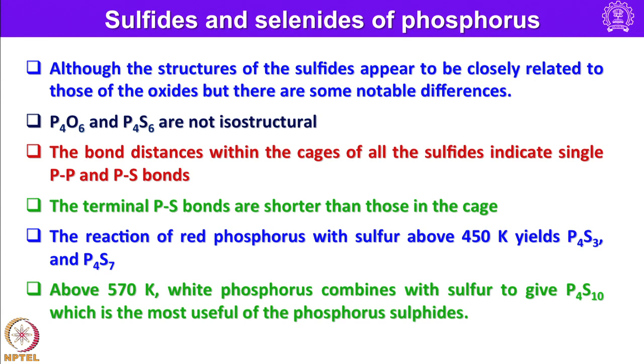The reaction of red phosphorus with sulfur above 450 Kelvin yields phosphorus sulfides such as P4S3 and P4S7. Above 570 Kelvin, white phosphorus combines with sulfur to give P4S10, similar to phosphorus pentoxide, which is the most useful of the phosphorus sulfides.